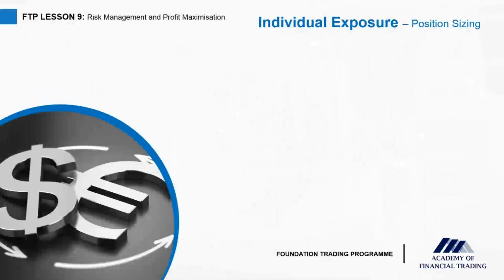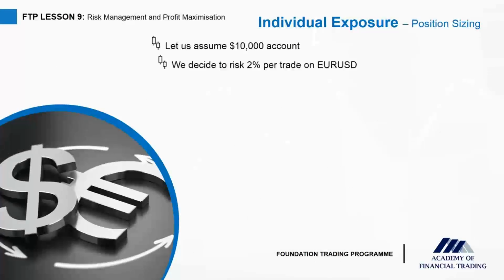Let's start out and let's say that you've got a $10,000 account, you're risking 2% per trade and you're looking at euro dollar. The amount that you've decided you're willing to risk is $200. That's just 2% of 10,000.